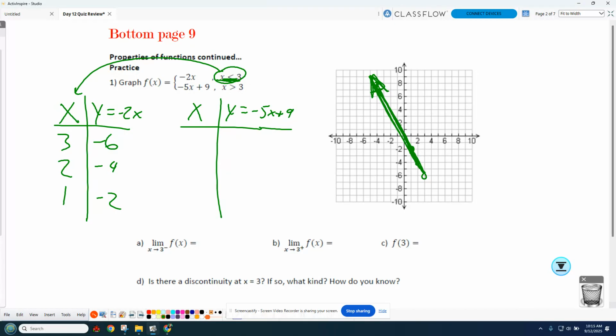Jasper, what numbers should I put in the other branch for x? 2, 1, and 0? 3, 4, 5. Okay. So -5 times 3 is -15, -15 plus 9. -5 times 4 is -20, plus 9. So this is going to be off the grid pretty quickly.